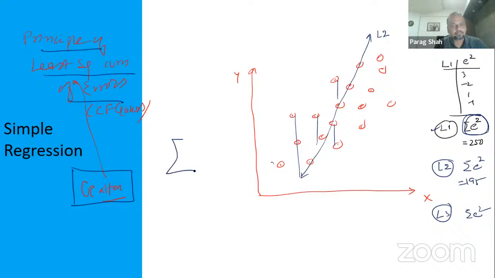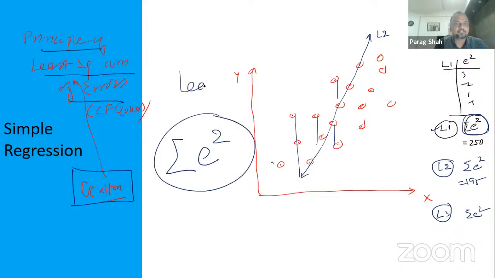Sum of squares of error. And what is this? Least. So the line which gives the least value of sigma E square is considered to be the best fitted line. This is how the regression is developed.